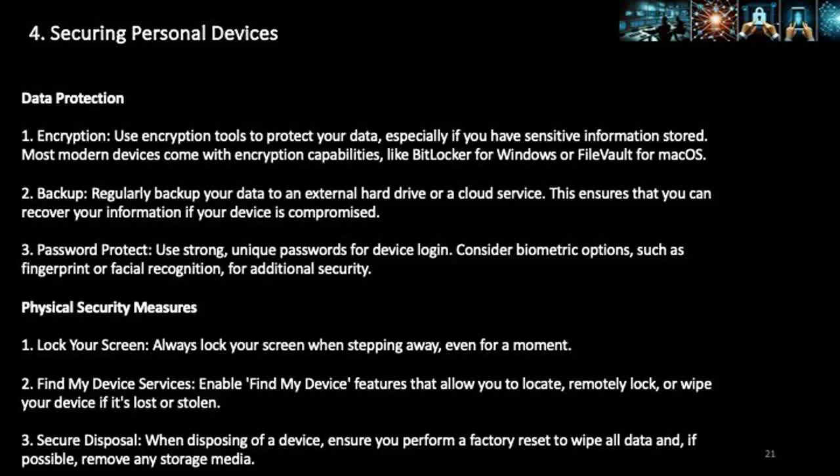Data protection. 1. Encryption. Use encryption tools to protect your data, especially if you have sensitive information stored. Most modern devices come with encryption capabilities, like BitLocker for Windows or FileVault for macOS. 2. Backup. Regularly back up your data to an external hard drive or a cloud service. This ensures that you can recover your information if your device is compromised. 3. Password protect. Use strong, unique passwords for device login. Consider biometric options, such as fingerprint or facial recognition, for additional security.